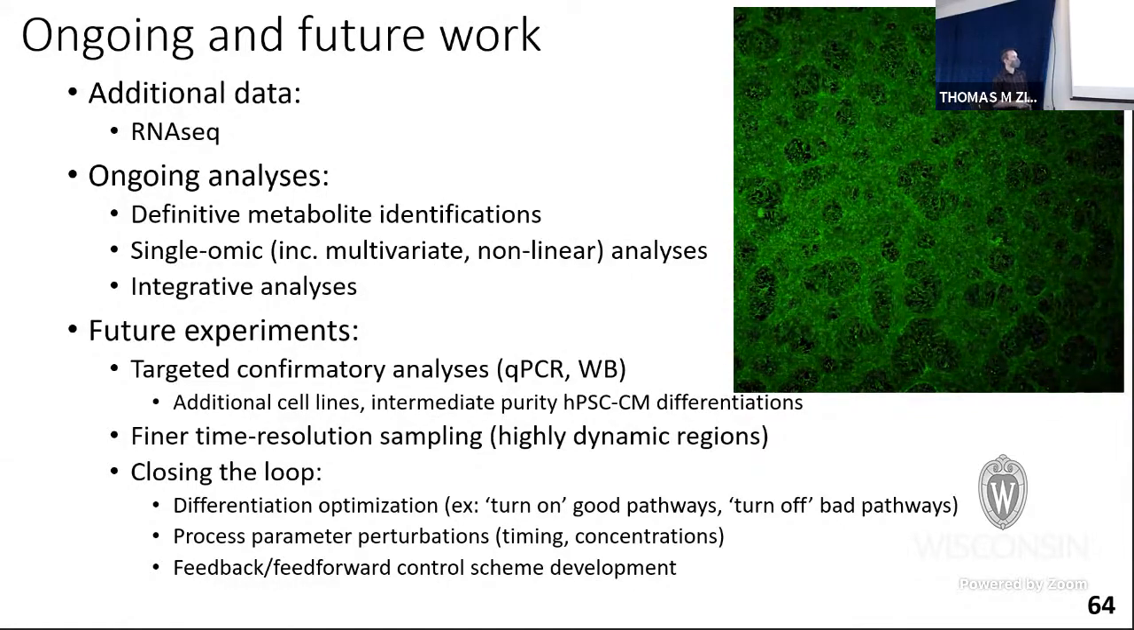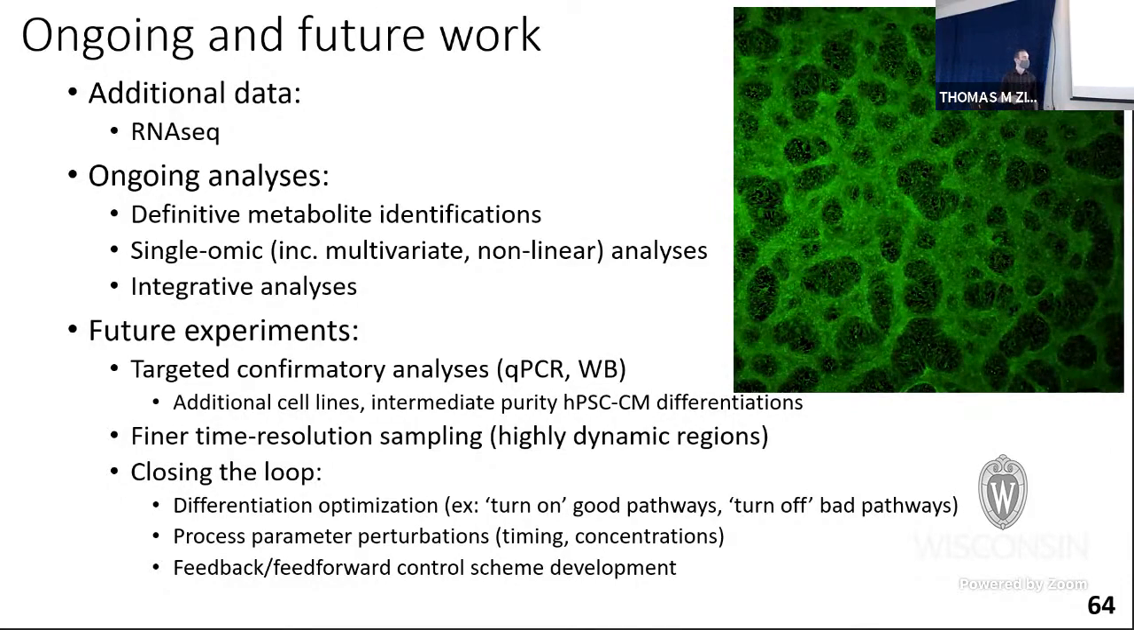And then finally, closing the loop, as I mentioned, the initial reason we're doing all this is to try to optimize the overall process. So as we start to identify pathways that are turned on in good differentiations or turned on in bad differentiations, we can then exogenously, through either small molecules or through direct, like genetic means, try to turn on the good pathways. So for example, if we see glycolysis is highly predictive of a good cardiomyocyte differentiation at early time points, we might go in there and hypothesize that if we turn on glycolysis at day 2, maybe we can drive a differentiation more towards a cardiomyocyte versus a non-cardiomyocyte, just as an example.